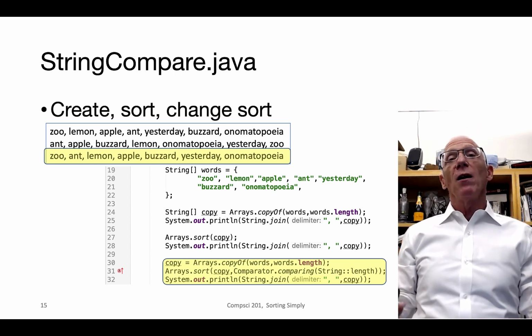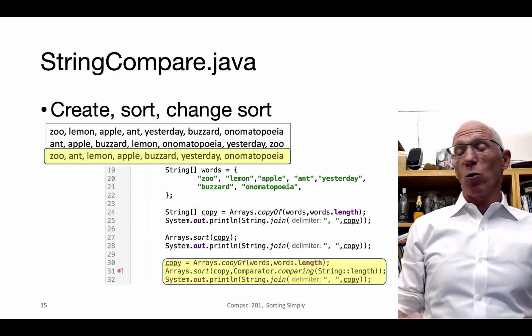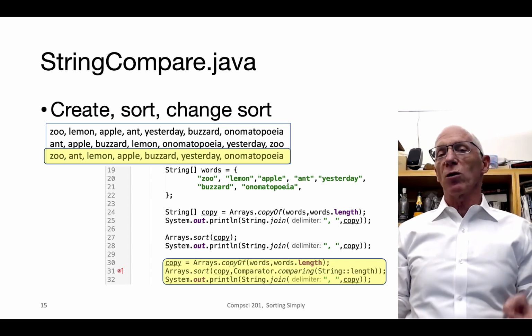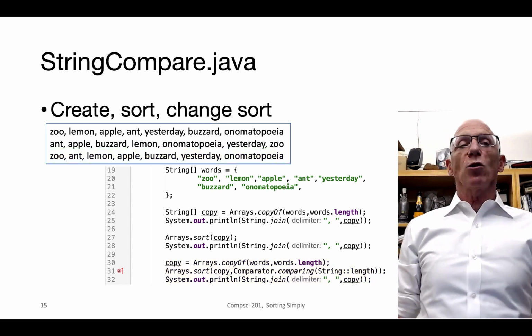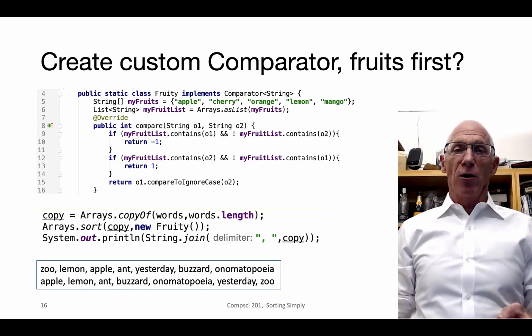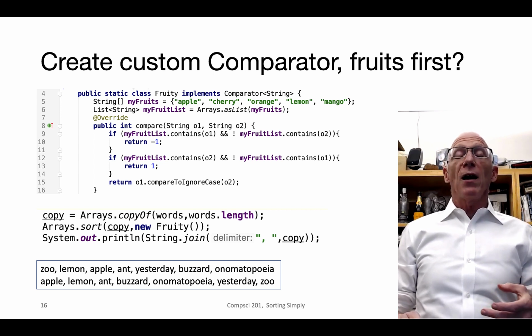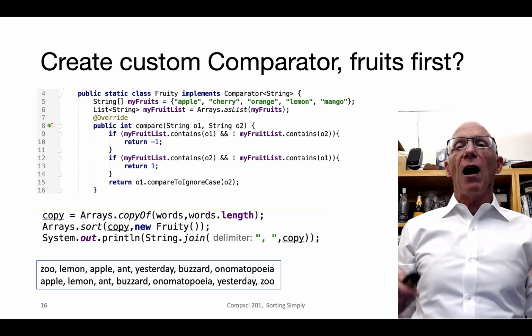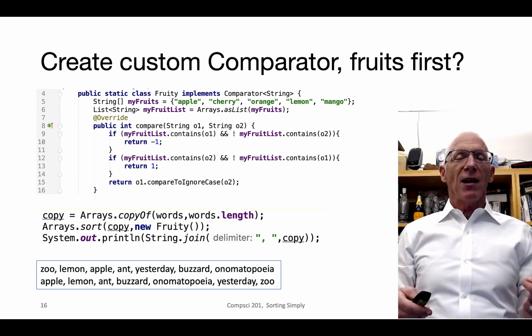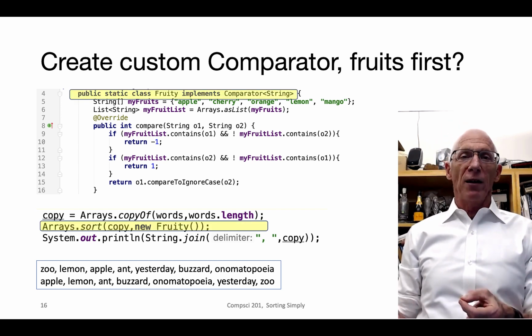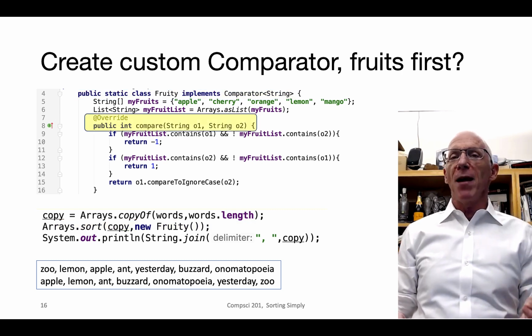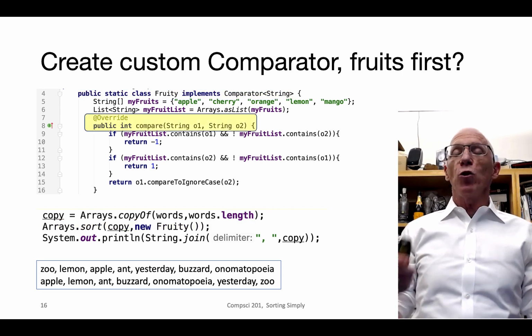That's why Arrays.sort and Collections.sort are powerful. We can change how it sorts by just providing a method to the sorting function. We can also create a custom comparator. In this case, when I don't have one method, I'll write the method. So I have a class Fruity here. It implements Comparator<String>. So I must supply a method compare with two string objects.